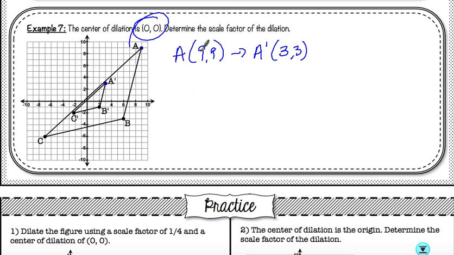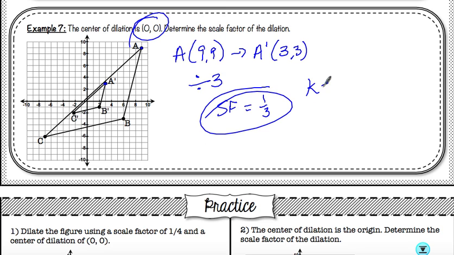Okay, so somehow I got from 9, 9 to 3, 3. What do you multiply or divide by to get from 9 to 3? That's dividing by 3, which is the same as multiplying by a third. So your scale factor is 1/3. Okay, so K is equal to 1/3 would be the fancy way of writing it.